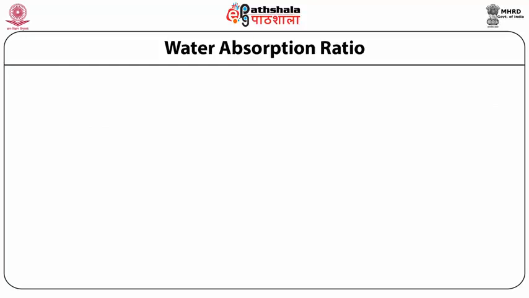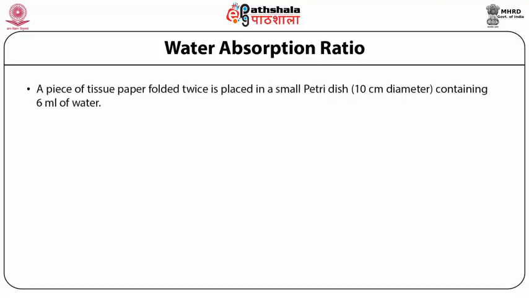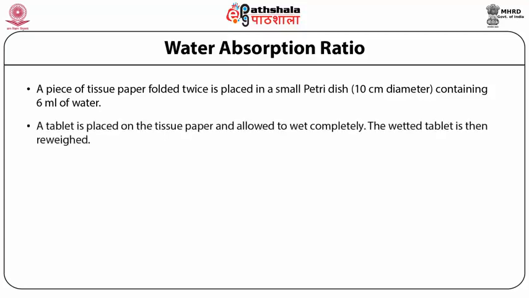Water absorption ratio is again required to be known for a tablet formulation. Here, a piece of tissue paper folded twice is placed in a small petri dish, usually of diameter 10 cm, containing a small volume of water as low as 6 ml. Then the tablet is placed on the tissue paper and is allowed to wet completely.